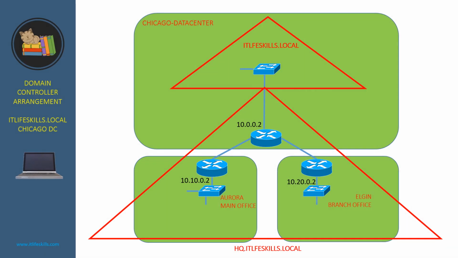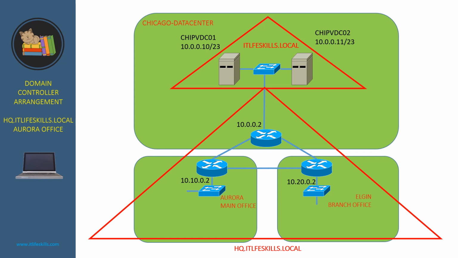Let's talk about the domain controller arrangement for the domain itlifeskills.local. As we know, we have already installed the first domain controller CPVDC01 in the previous lesson. Now it is your assignment to install the second domain controller CPVDC02 to increase the reliability of this domain.